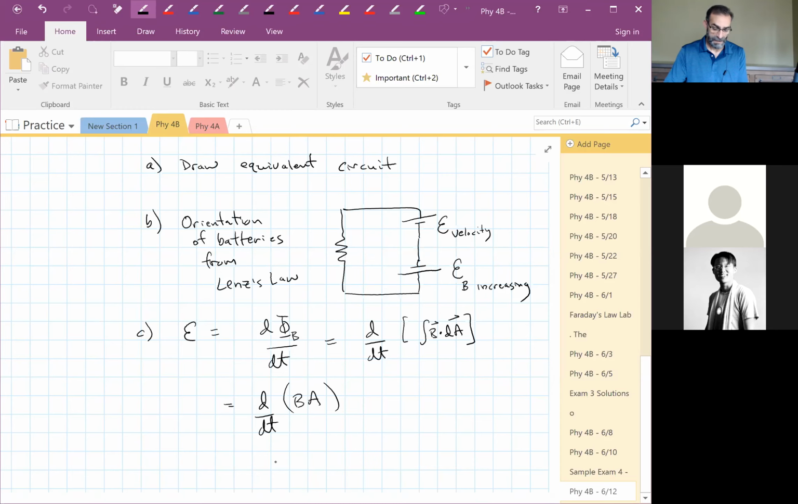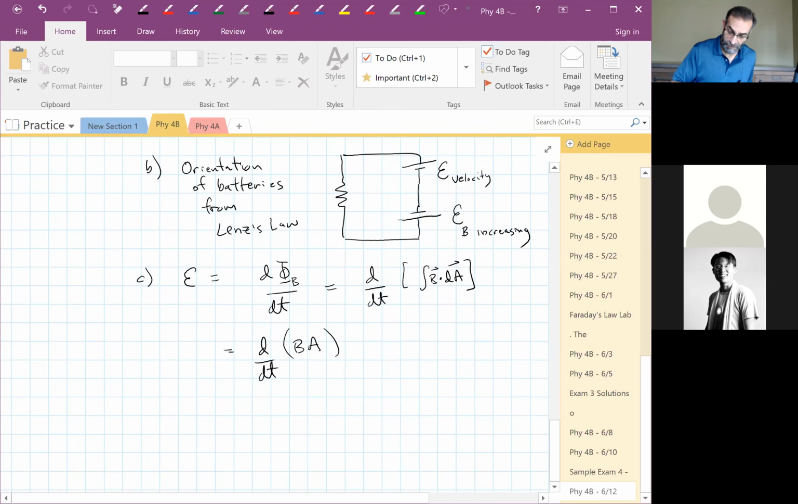So is the magnetic field changing in time? Yes. Is the area changing in time? Yes. What do we do? Product rule, right? This is going to be B times dA dt. And this is going to be A times dB dt.